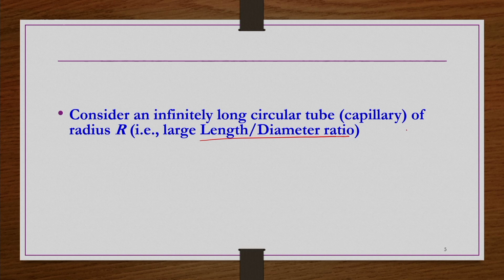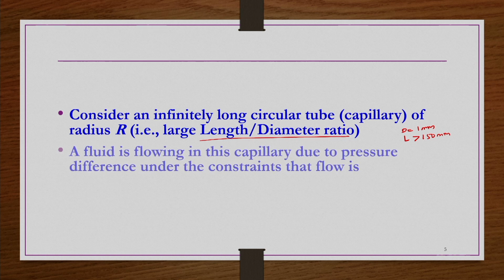So, let us say if you take the capillary of diameter 1 mm, the length should be at least 150 mm or higher, minimum 150 mm it should be there. So, that L by D is going to be 150 or higher. Okay. That is what we mean by large L by D ratio, length by diameter ratio.